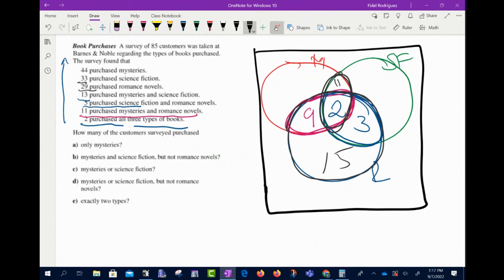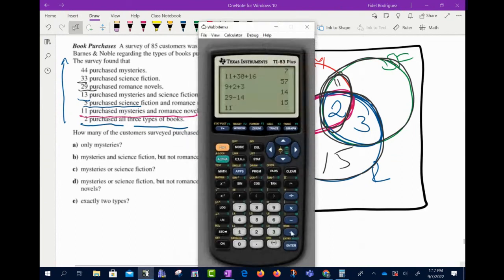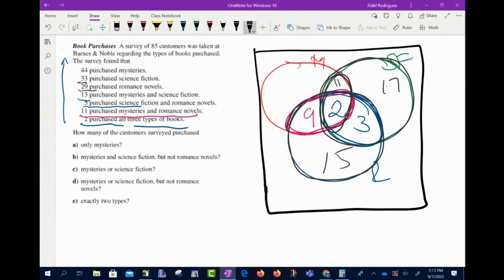Then it says 33 bought science fiction. So science fiction, everybody inside this circle right here, y'all, has to add up to 33. So let's take 11 plus 2 plus 3 and subtract it from 33. So 33 minus 16 is 17. Very good. So that number is going to go right over here.